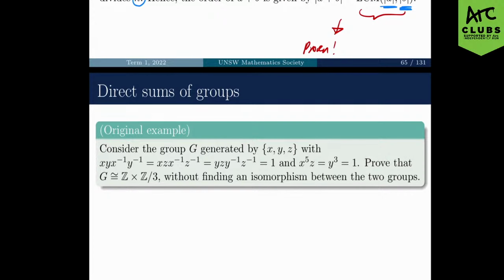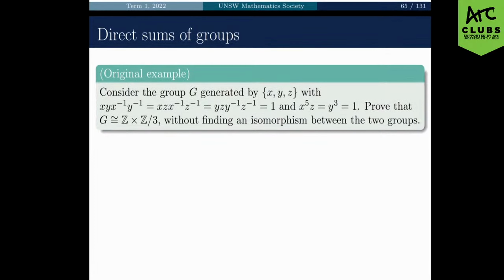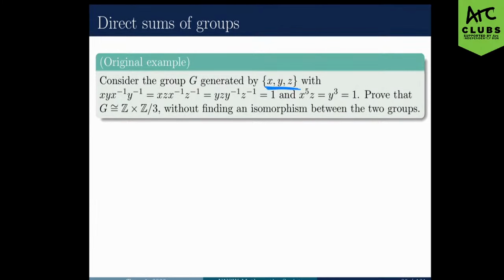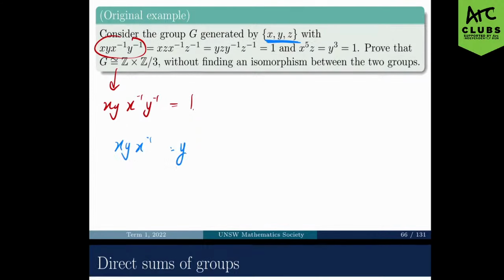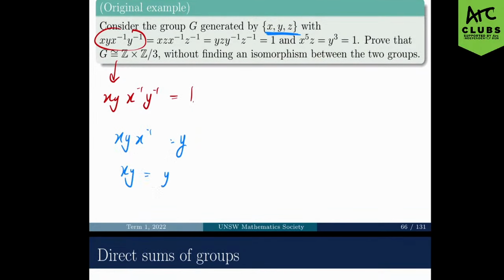Okay. So we'll look at a very similar example here. Consider the group G generated by 3 elements. It might look a bit intimidating at first, but this is actually a very common thing we'll see. X, Y, X inverse, Y inverse equals 1 basically means if you multiply through by Y, then you multiply through by X, it actually just means that they commute. So X and Y commute.